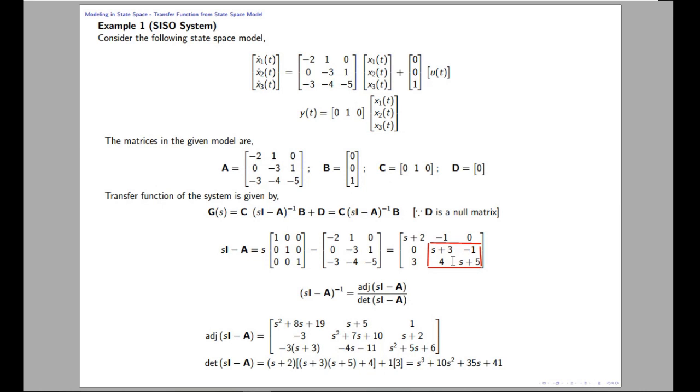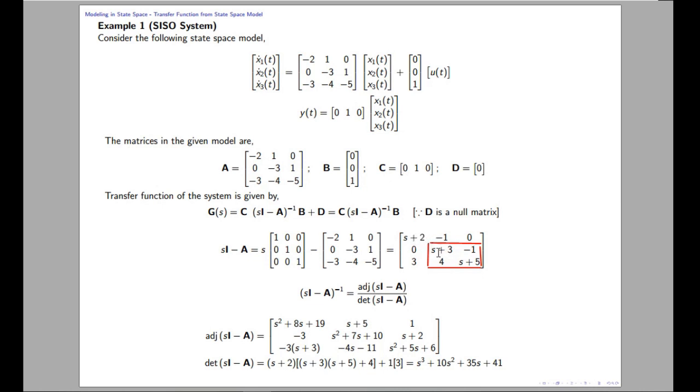I'm not going to explain how you should find the adjoint of any matrix. You can refer to any basic mathematics book which talks about matrices. Just refer to some math book and find out how to find the adjoint of a 3 cross 3, 2 cross 2, or 4 cross 4 matrix. Anyhow, I'll just tell it for the first term. The first term is the cofactor of S plus 2.